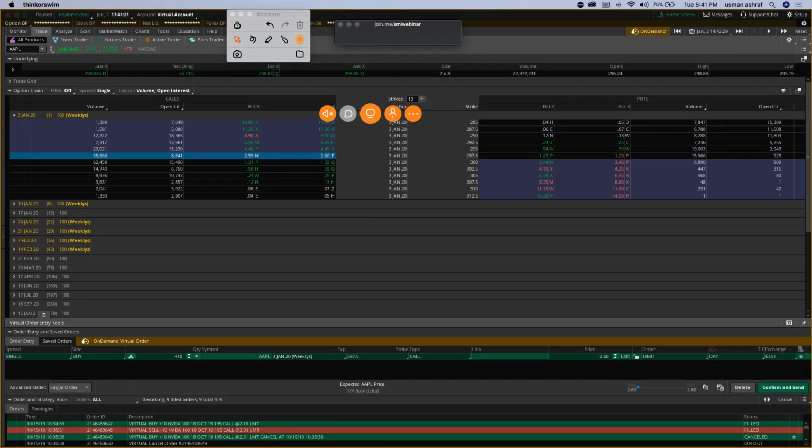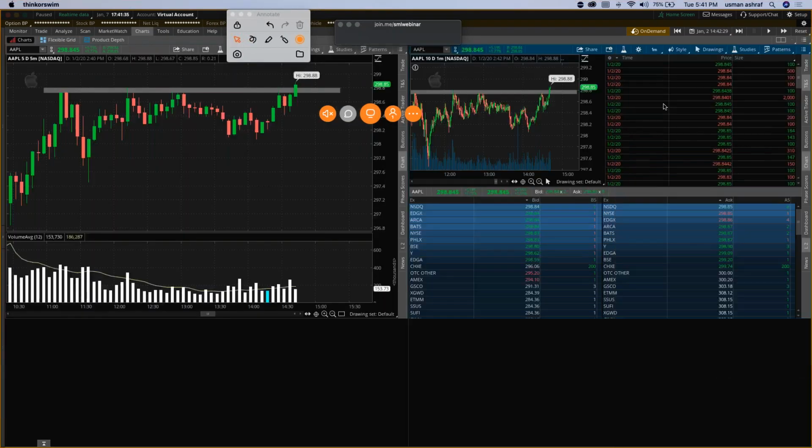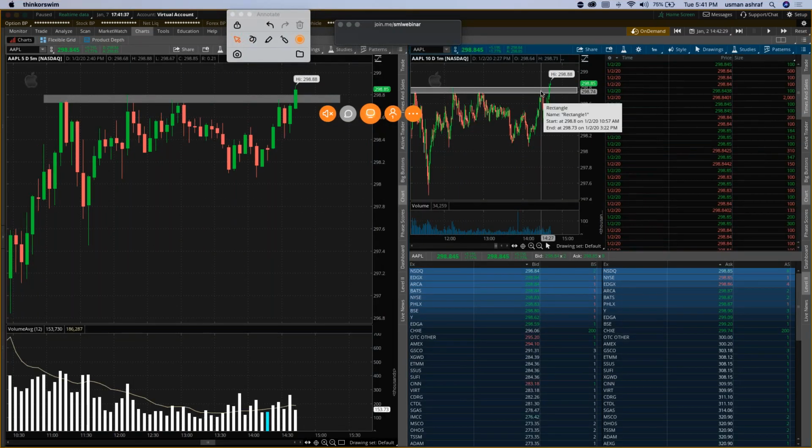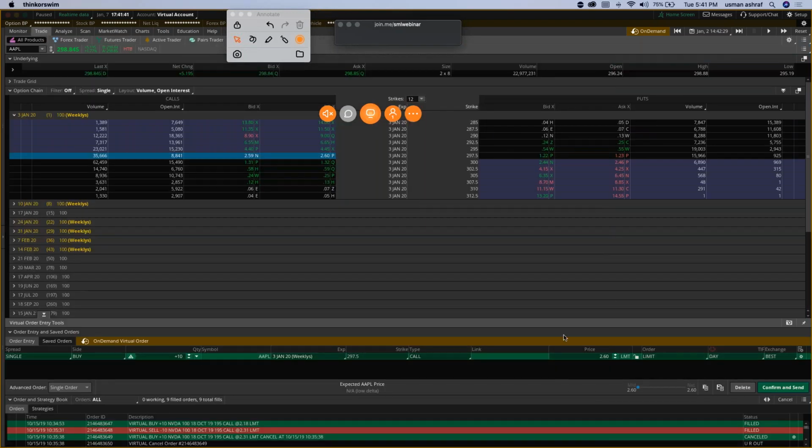You should have this level opened up on a different screen, different computer, whatever, anywhere that is easy for you to access, okay? And as the stock goes from 298.70 and is hitting 77 again, you should have this order ready. Now this price right here is going to change every time, okay? And I try to get in at the mid price.